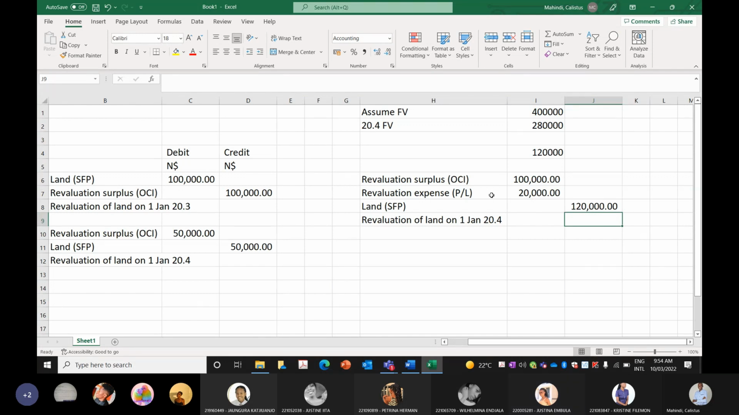So what I wanted to show you is that if there's a previous revaluation surplus, first of all, reverse the revaluation surplus, and then the excess goes to your revaluation expense. If there hadn't been any revaluation surplus and you're revaluing downwards, take everything to revaluation expense and take it to your statement of profit or loss. So you have to look at the question, and the question will tell you there was a previous revaluation or there was no previous revaluation. Or you might be given a balance in the revaluation surplus account. If you're given a balance in the revaluation surplus account, then you automatically know that there was a previous revaluation.